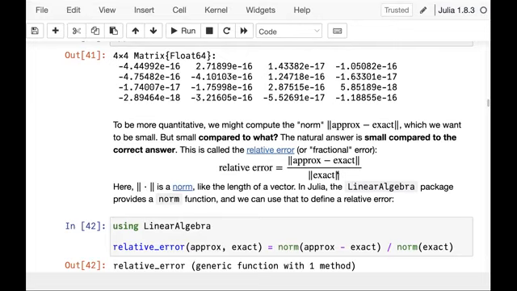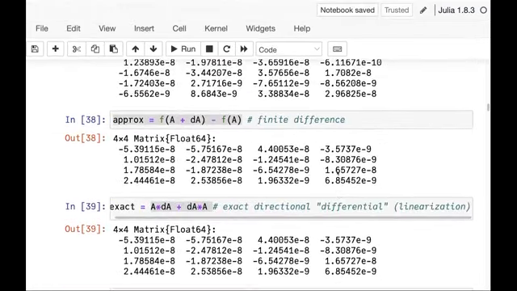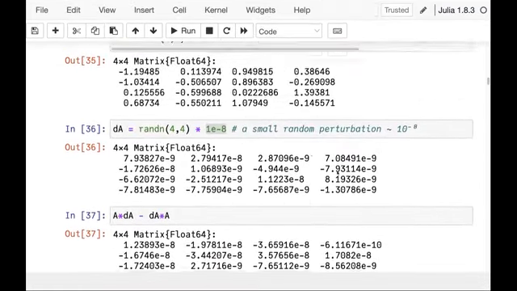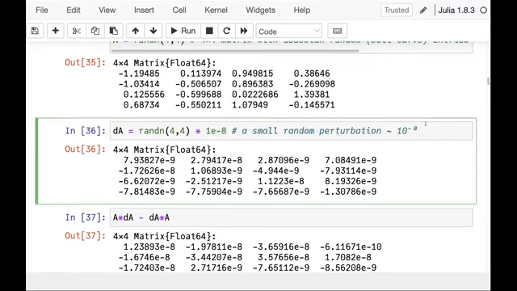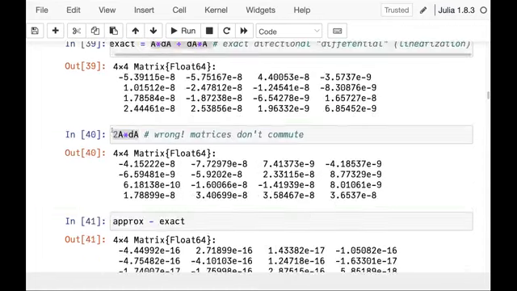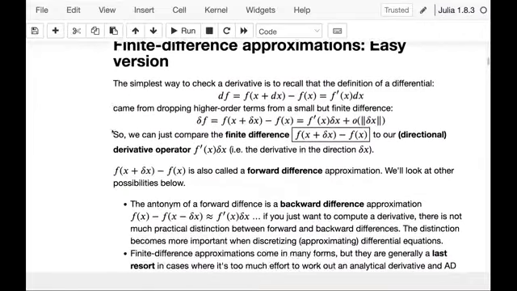And so now I want to go back and talk about this issue of how big dA should be. So we have a little small perturbation. Here I chose it of order 10 to the minus 8th. So why did I choose 10 to the minus 8th? And does it matter? Like, what happens if I make it 10 to the minus 4th or 10 to the minus 1 and so forth? So before I do any calculations, let's think about what you expect might happen.